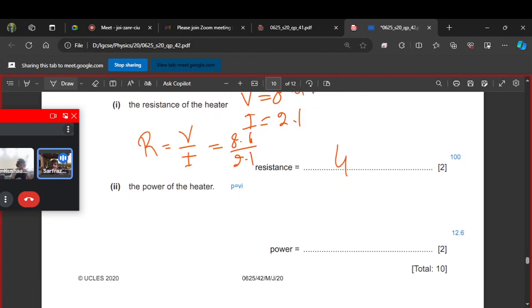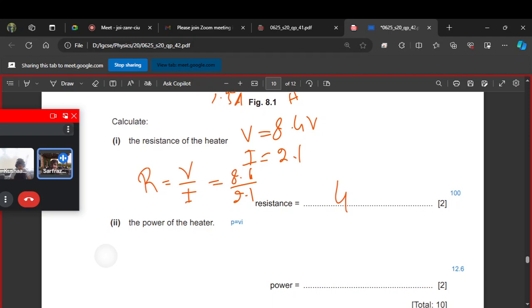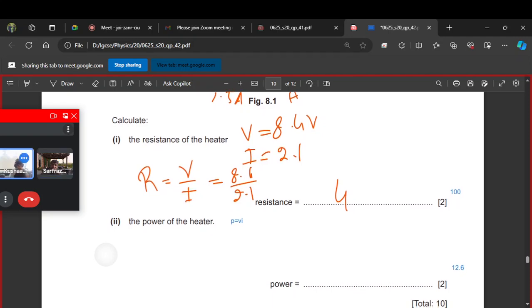It says the power of the heater. So what will be the power? Power is P equals IV, so current times voltage. What is the answer? 8.4 times 2.1. 17.64.